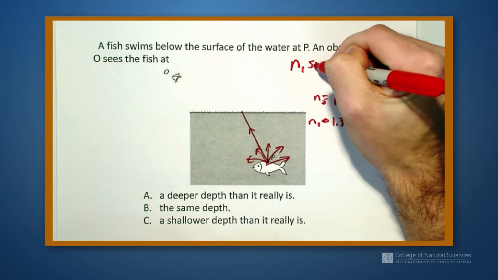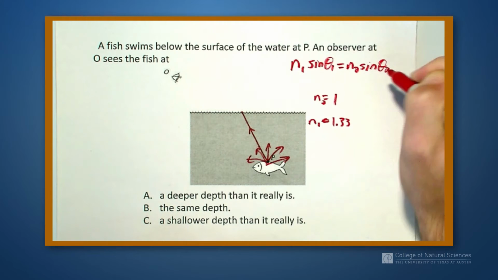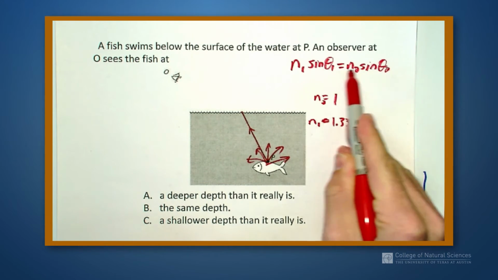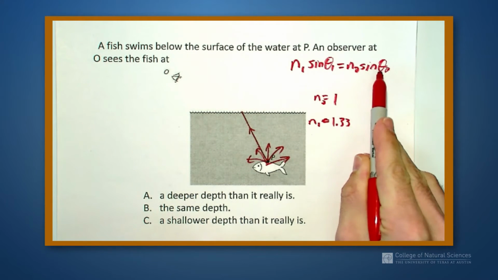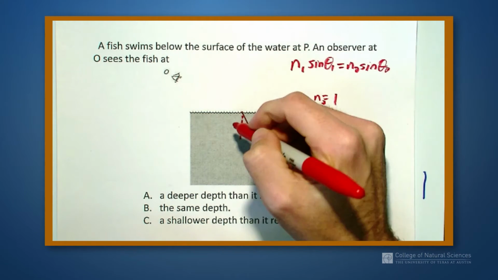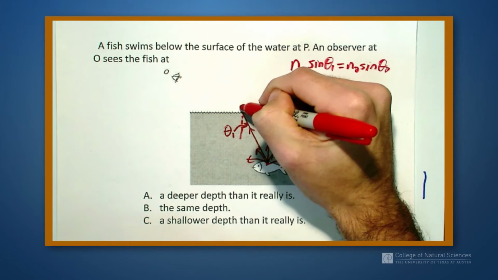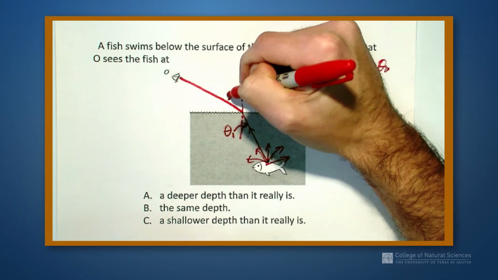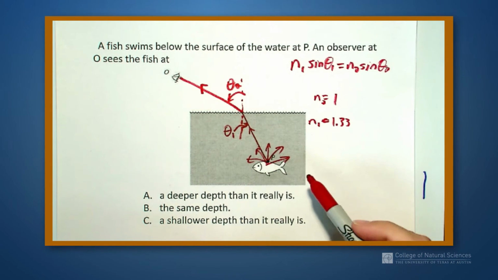And because of Snell's law, the higher the index of refraction, the lower the angle to keep this value constant. So if I have a high index of refraction and a certain angle, and I go to a low index of refraction, my angle better increase. So my original angle is theta 1. It's this little piece right here. And I'm going to go to a higher angle, theta 2. So that's the light that's going to be refracted into our eyes.